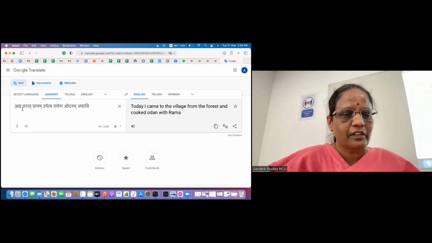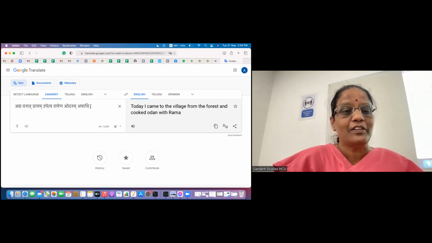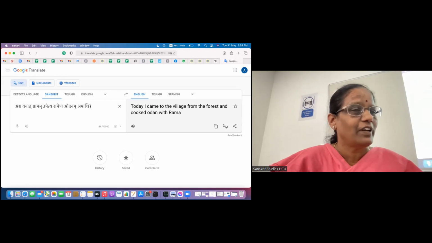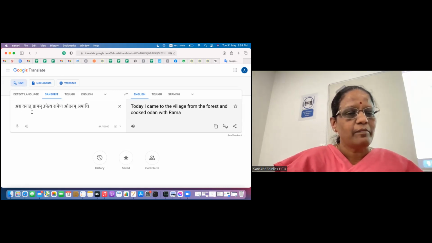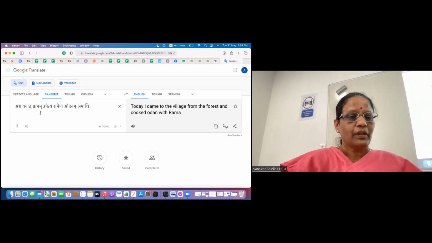So we have this Adyavanad Gramam Upetya Ramena Odanam Apache. Sorry, here Google does not take in IAST if I know correctly. It takes only in Devanagari. I tried, but it didn't work. If I type in Devanagari, it detects the language easily. Did you try with IAST? No.